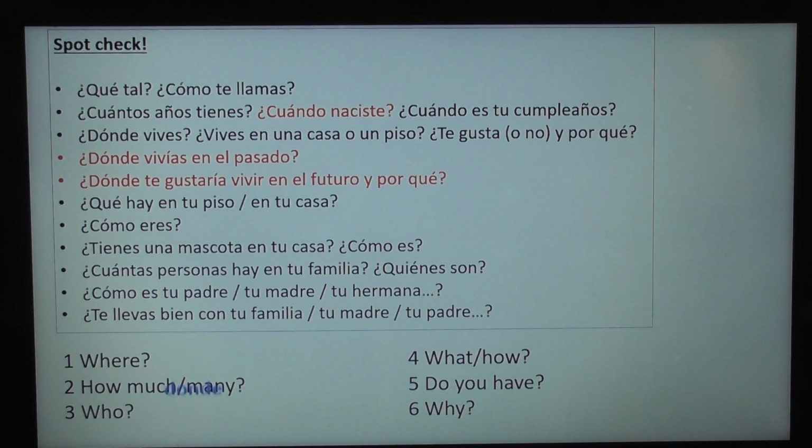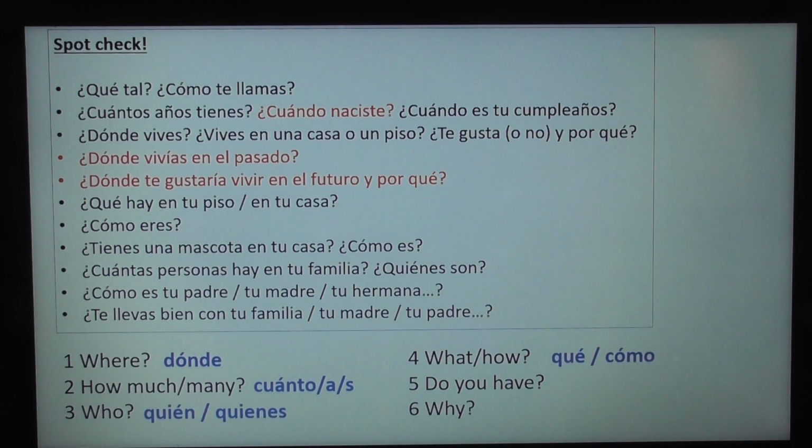Okay, where? Dónde? With an accent over the O, please. How much or how many? Cuánto, cuánta, cuántos, cuántas, depends what noun follows. Who? ¿Quién or quiénes if you're talking about more than one person. What or how? Quite tricky this one. ¿Qué and cómo? We'll come to that another time.